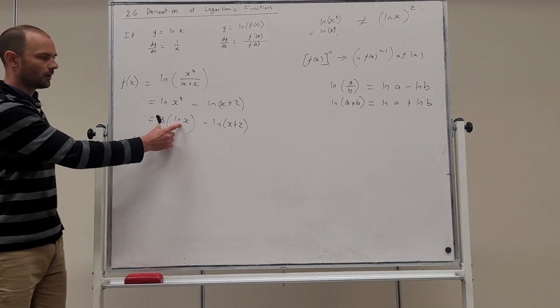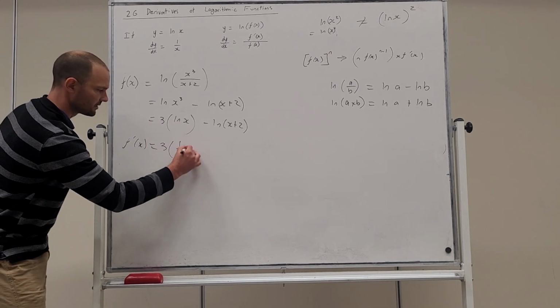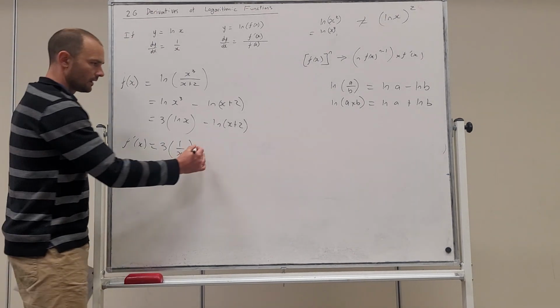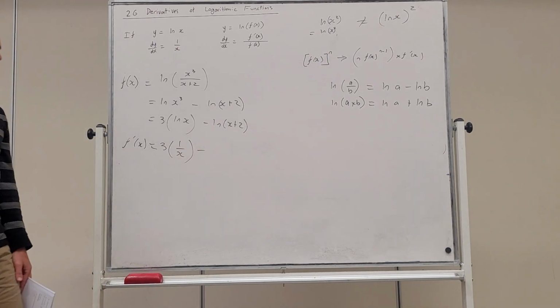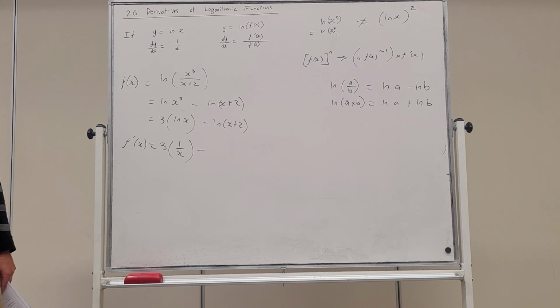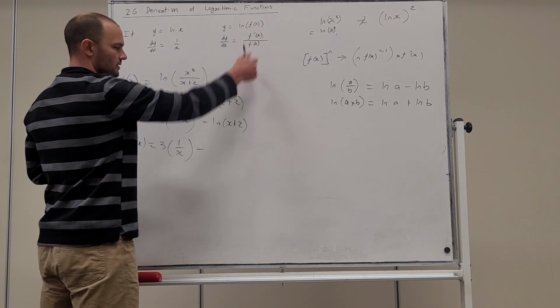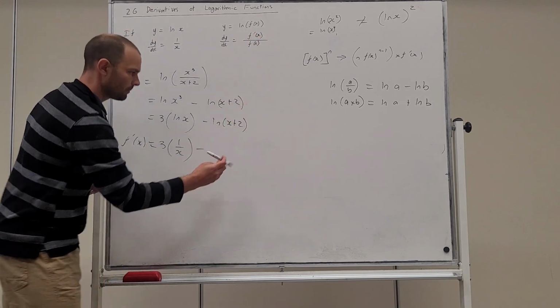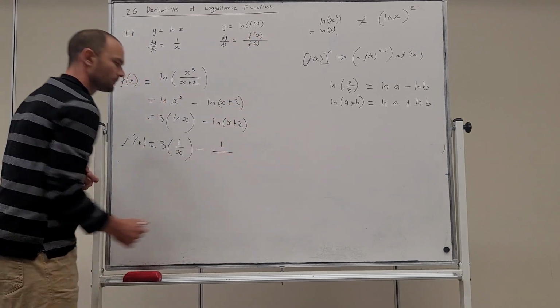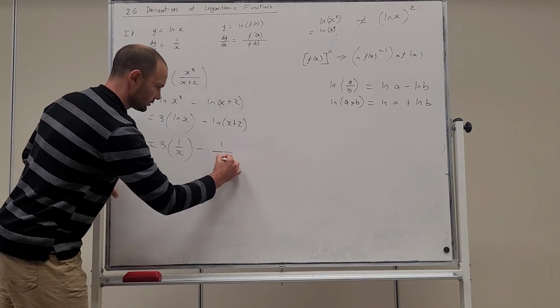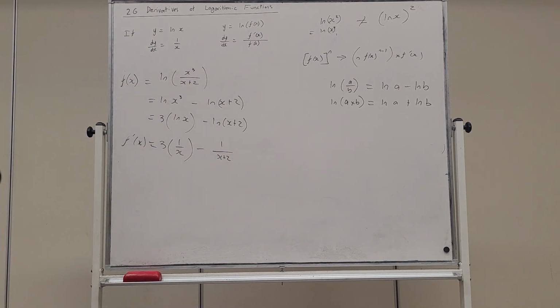So the derivative of ln x is just 1 on x. And then the derivative of ln of x plus 2. It's ln of f of x again. So we have the derivative at the top, x plus 2, the derivative is 1. And then the function at the bottom, just x plus 2 at the bottom. Okay, so that's the derivative, all right?